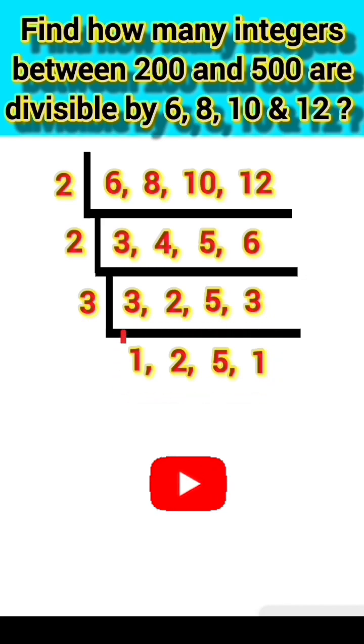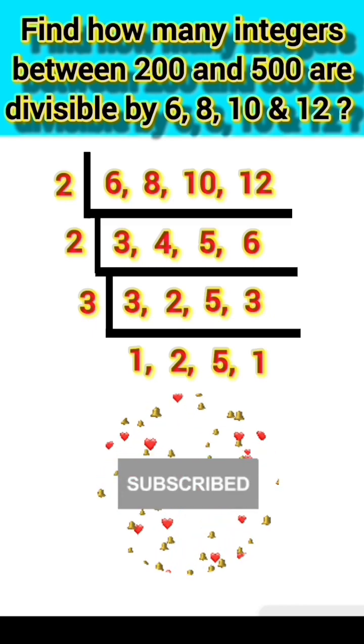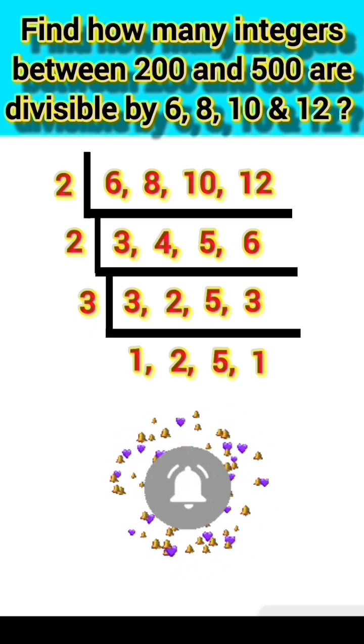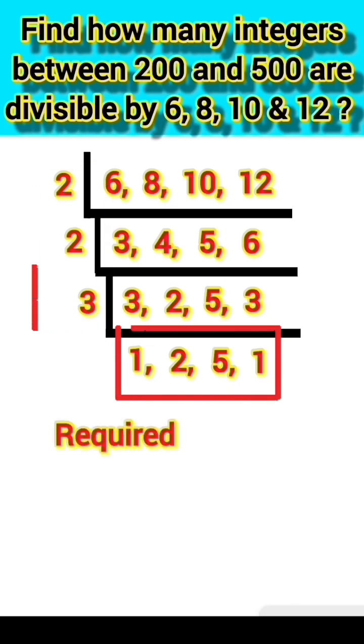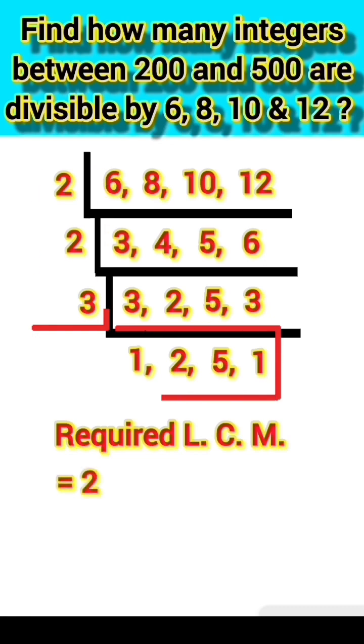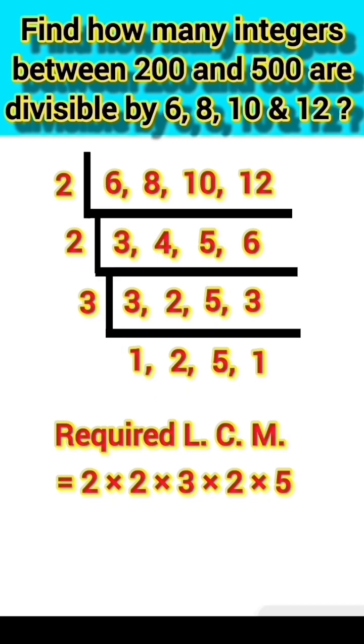All are prime numbers. So our LCM is the product of the column-wise numbers and row-wise numbers. That is LCM equals 2 into 2 into 3 into 2 into 5. Now let us multiply these numbers: 2 into 2 is 4, 4 into 3 is 12, 12 into 2 is 24, 24 into 5 is 120. So 120 is our LCM. Okay, am I clear?